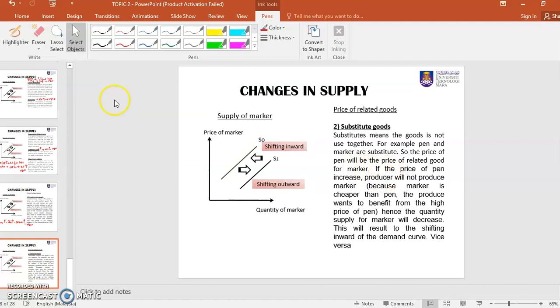Okay, macam ni. So ini pula substitute. Okay, contoh tadi marker and pen. Okay, marker adalah pengganti pada pen. Okay, bila harga marker mahal, so quantity supply of marker will increase, betul? So supply of pen will decrease. Kalau you as a seller, kalau marker lagi mahal daripada pen, you as a seller akan jual lagi banyak marker, betul tak? So when price of marker increases, quantity supply of marker will increase, but supply of pen will decrease. So supply curve shift to the left from S1 to S0. Okay. So dah tamat chapter 2.